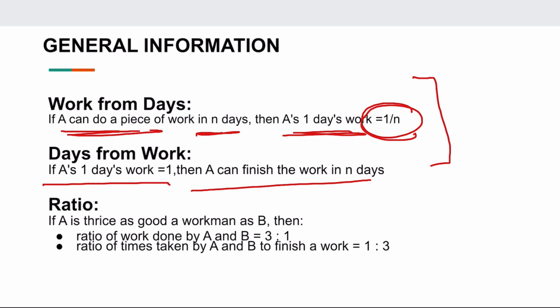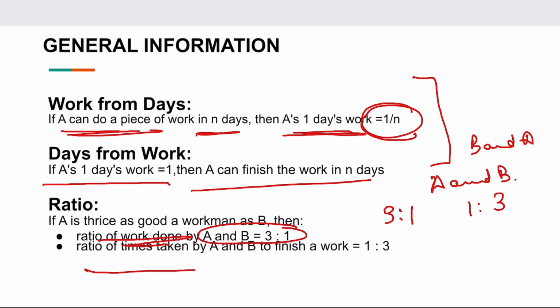Then comes your ratio. If A is thrice as good a workman as B, the ratio of work done by A and B is 3:1. It's A and B. If it's going to be B and A, it's going to be what? 1:3. And the ratio of time taken by A and B to finish a work? 1:3. Alright, so the ratio of work done by A and B is 3:1.